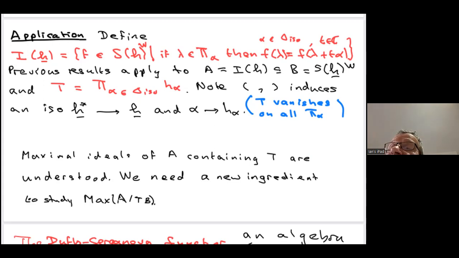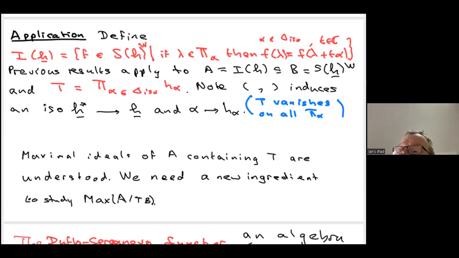And what these h_alpha are: the bilinear form induces an isomorphism between H* and H, and h_alpha is the image of alpha. Now, kind of by definition, t vanishes on all the Pi_alpha, right? And so anything multiplied by t vanishes on Pi_alpha, and so in particular, they are constant along these hyperplanes.